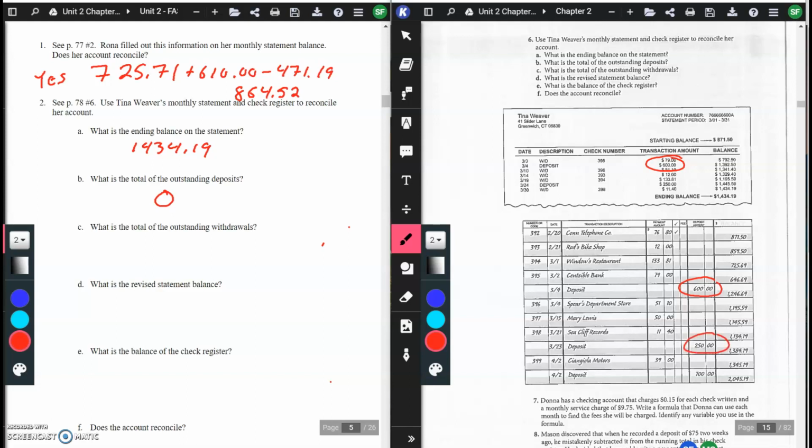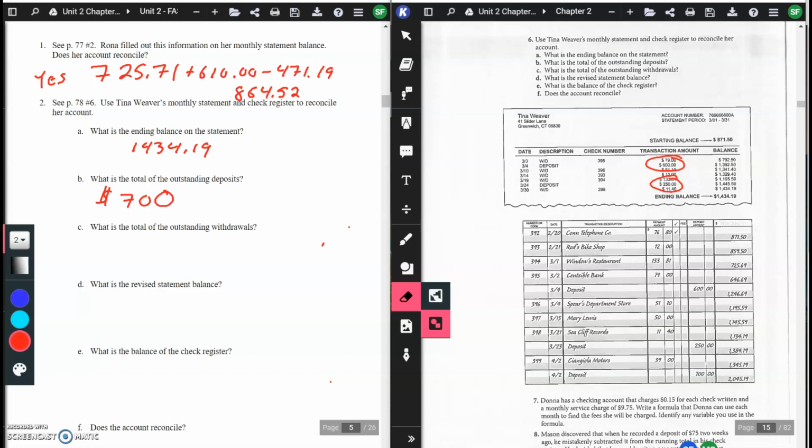I see $250 here and $250 here, but I missed this one down here at the bottom for $700, which is not up here. Okay, that's not in the one from the bank. So for outstanding deposits, for part B up here, that should be $700. Okay, I didn't see that one on the bottom. Sorry about that. Okay, and then for part C, outstanding withdrawals.